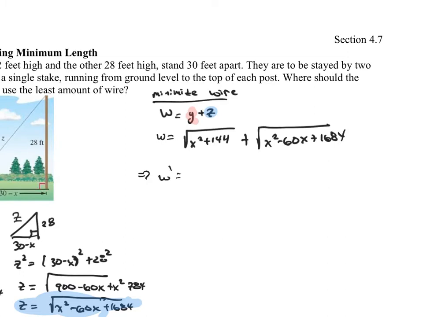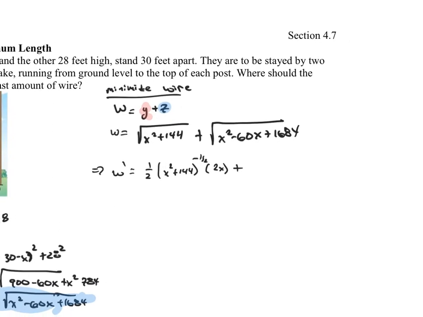So the derivative of this using the chain rule would be 1/2 times (x squared plus 144) to the negative 1/2 times the derivative of the inside. The derivative of x squared plus 144 is 2x. Plus the derivative of the square root of x squared minus 60x plus 1684. Again, using the chain rule, drop the power, would be 1/2 times (x squared minus 60x plus 1684) to the negative 1/2 power, times the derivative of the inside of that, which would be 2x minus 60.